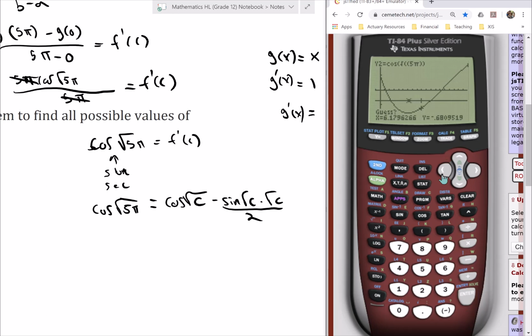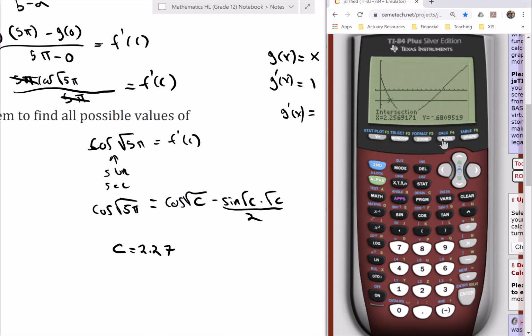Let's find the lower one first. So let's go close to this point of intersection and then press enter. And you can see that x value is 2.2569. So one of these c values is going to be 2.27, right? 3 significant figures since it didn't specify.